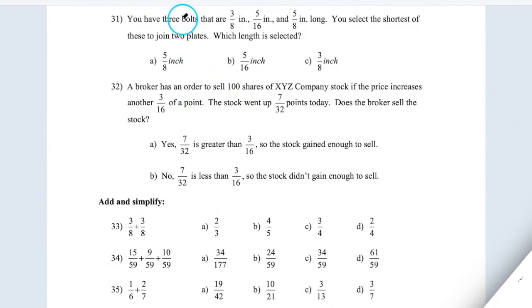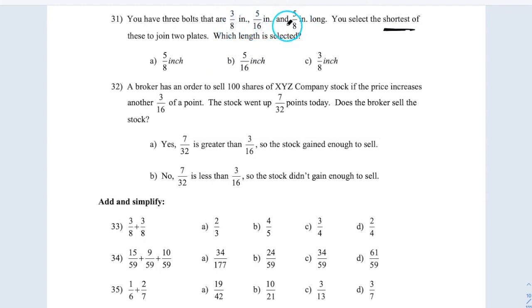Next one. You have 3 bolts that are 3/8, 5/16, 5/8 inches long. You selected the shortest of these to join 2 plates. Which length is selected? So which one is the shortest, Lucy, out of the 3 of them? In order for me to find out, well, between these two, you know that already, right? 3/8 and 5/8, this one is winning. But now I don't know the 5/16. I need to have the same denominator.